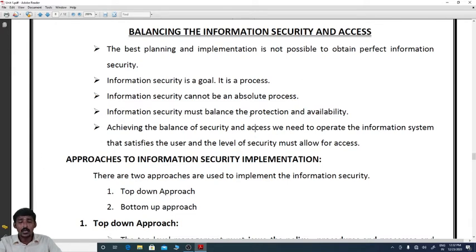When we provide this information security, we need to satisfy the user, and the level of security must allow the access. That means at the same time, we need to satisfy all the users, and also provide enough security for accessing the information, depending on the responsibility for which the information needs to be accessed.